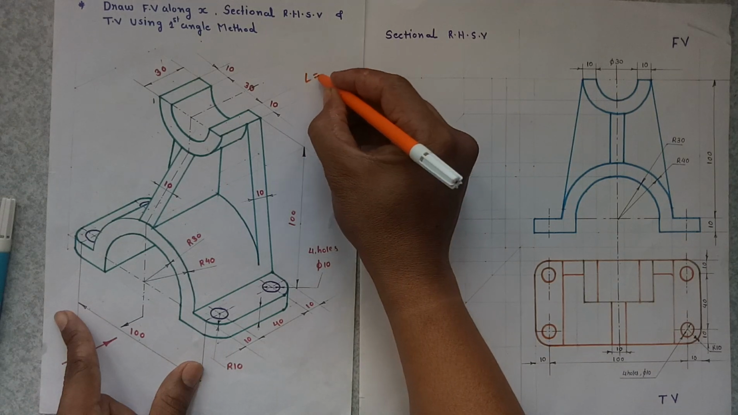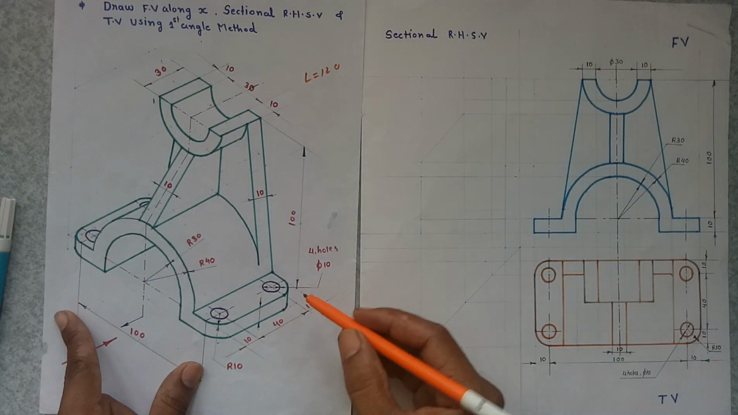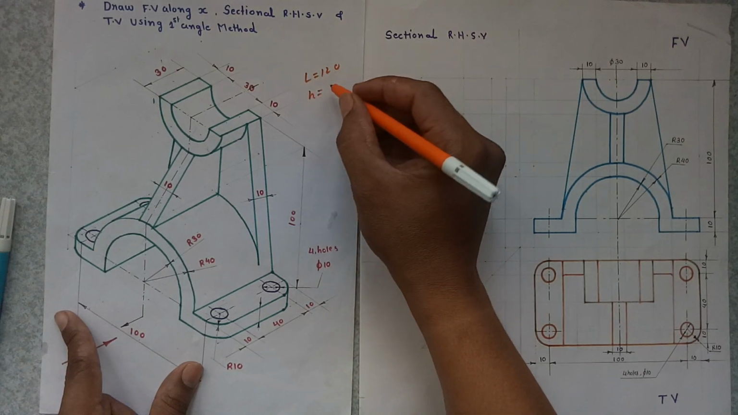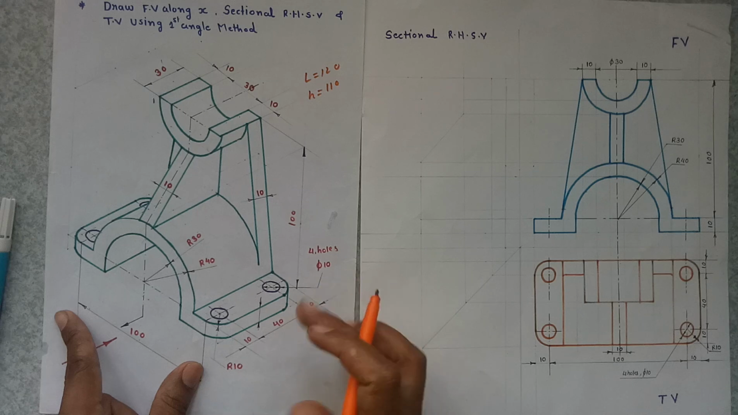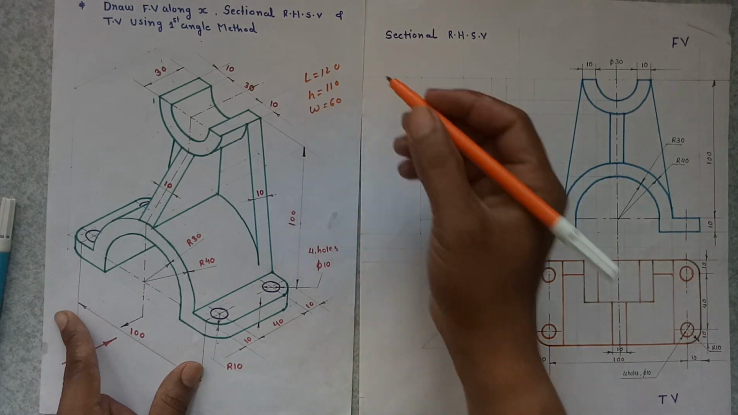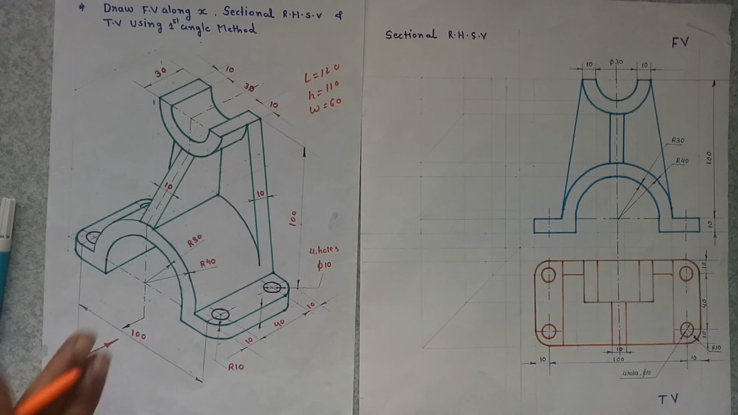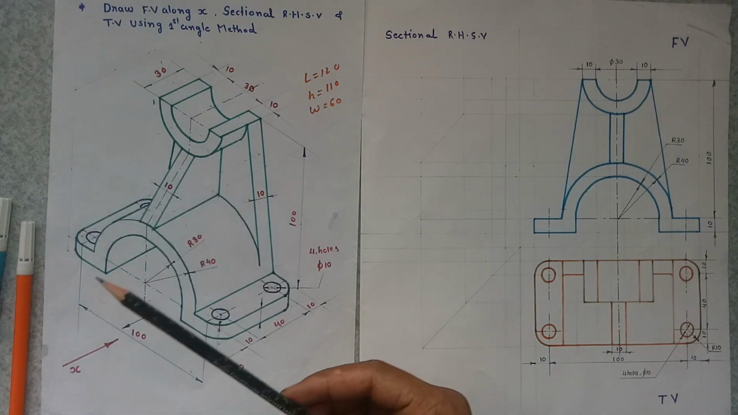Length 120. Height is 100 plus 10, so the height is 110, and the width is 10 plus 40 plus 10. So width is 60. We can start this example from the front view. So first of all, in the front view, let us start the example.